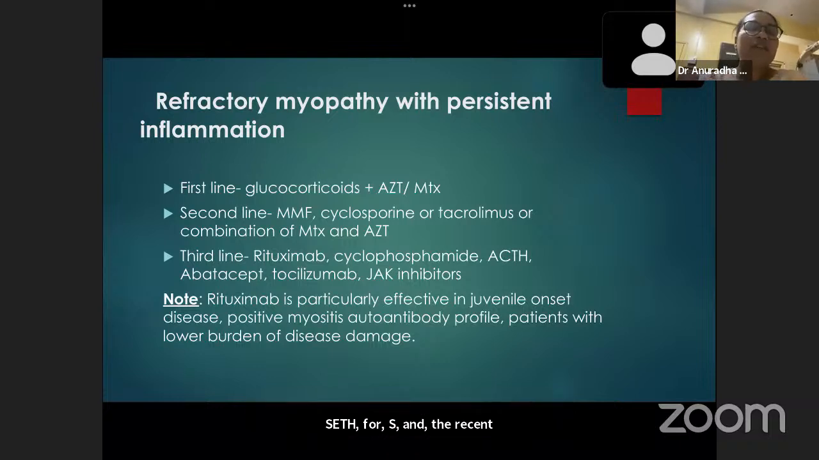Now, apart from the conventional immunosuppressive therapy, and having ruled out other myopathies and the possibility of IBM, if we still need to change the treatment, it has to be undertaken quickly. Here, I would like to say that rituximab is particularly effective in juvenile onset disease, positive myositis autoantibody profile, and patients with lower burden of disease damage.